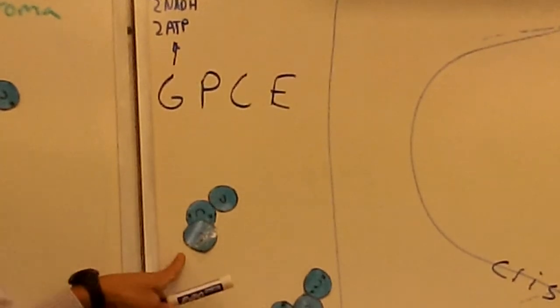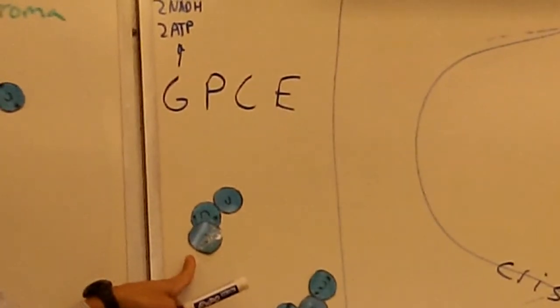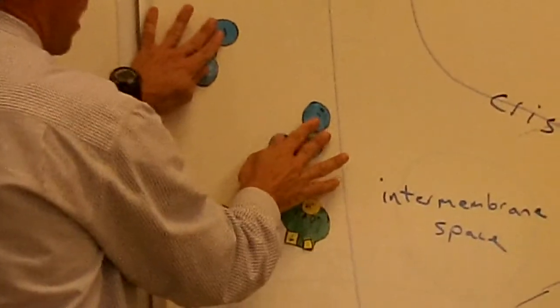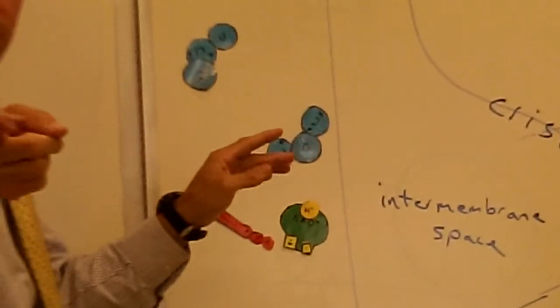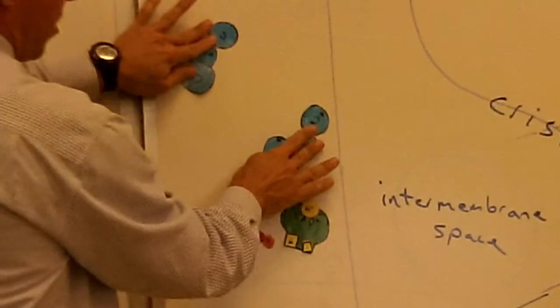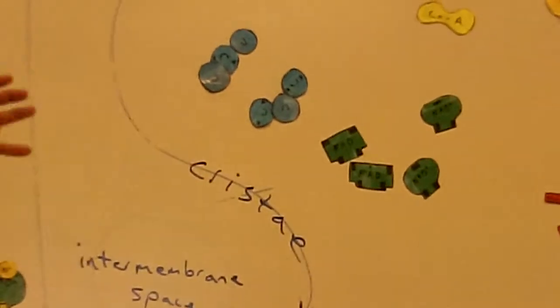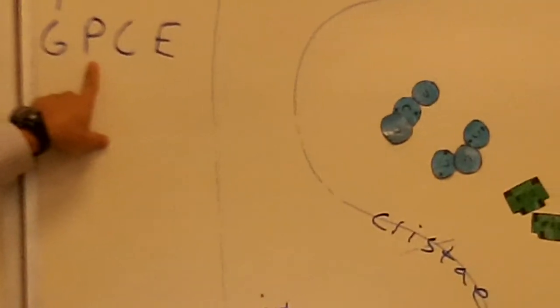And what are these called? Pyruvate. Here we go. Now the pyruvate goes into the mitochondrion. And in the mitochondrion, we go to the next thing. It's called the preparatory reaction.